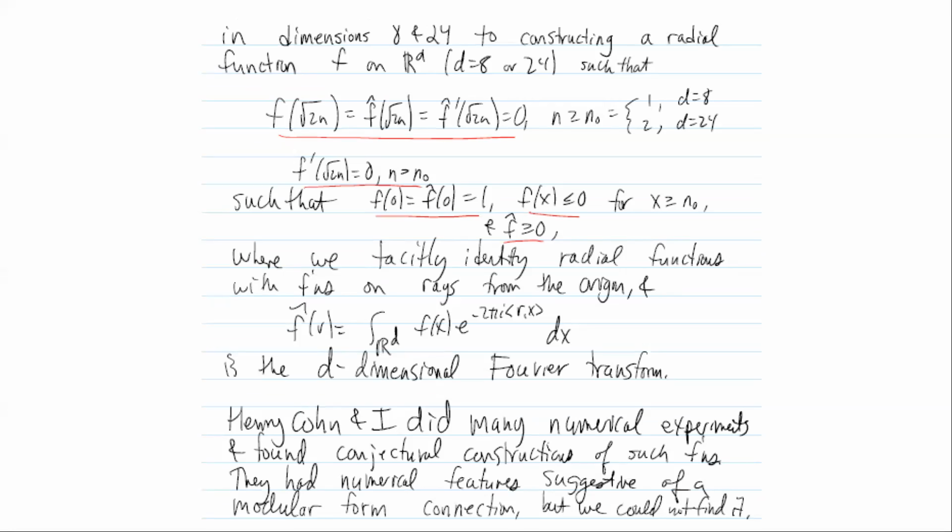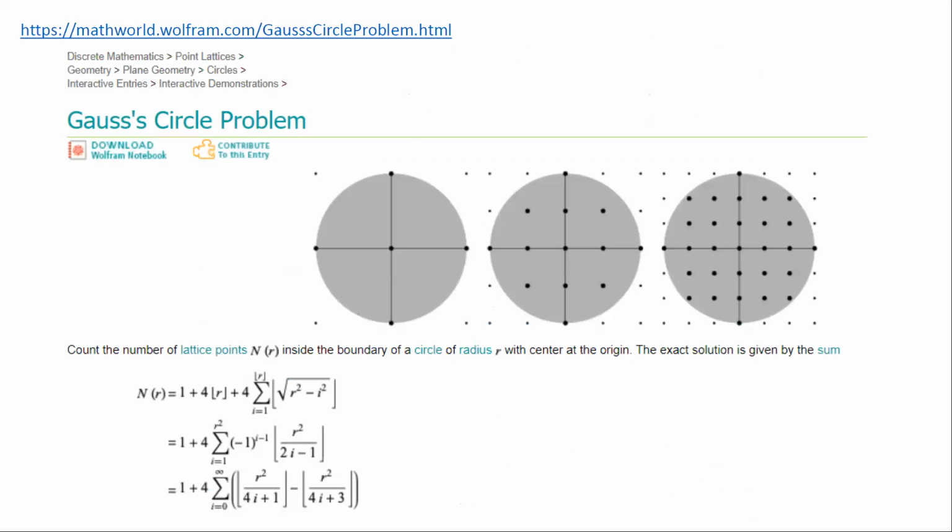A radial function is a function where its value only depends on distance from the origin. Excellent. So do you know any examples of radial functions in the real world? Gaussian. Force of gravity, classical gravity, classical electricity. These are radial forces. They decay like 1 over r squared. So we're going to be looking at a lot of radial stuff today.